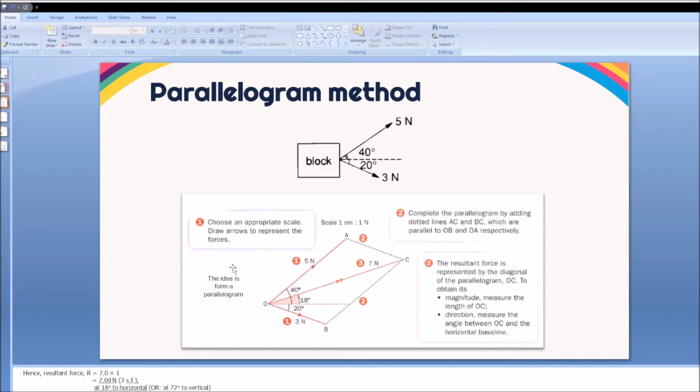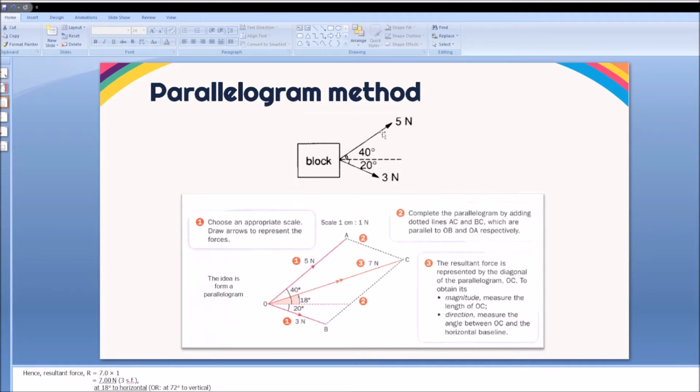So the idea of the parallelogram method is, of course, to form a parallelogram. We have a block here with two forces, 5 Newton and 3 Newton. So these two forces are at different angles from each other, and you can't simply just add 5 Newton to 3 Newton to become 8 Newton.